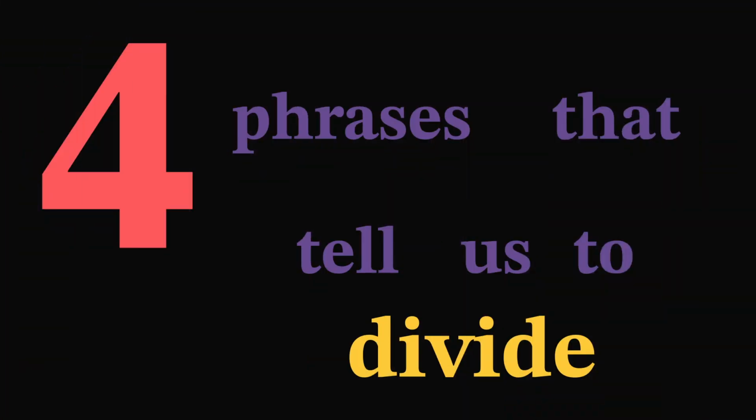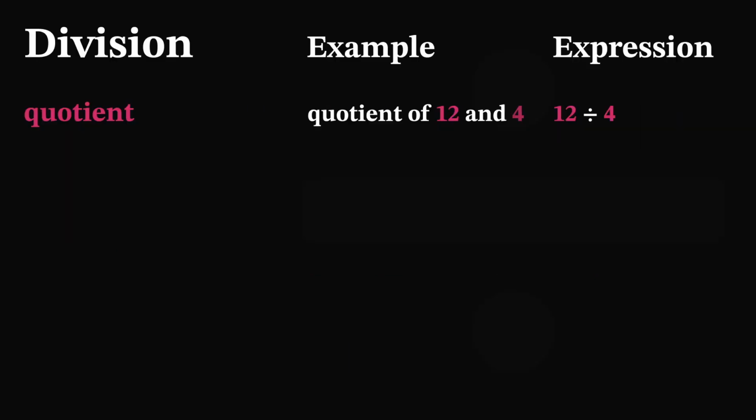And our last 4 phrases in this video will be about division. Our first one is the word quotient. Quotient of 12 and 4. Quotient is the result of division, so when we hear that word, we should be thinking division. This is translated as 12 divided by 4. Next we have divided by, 10 divided by 3. This one's pretty straightforward, so we get 10 divided by 3.